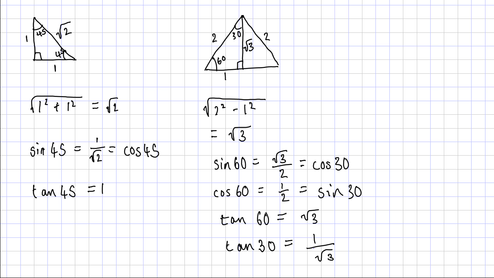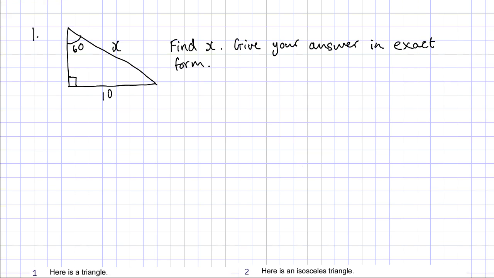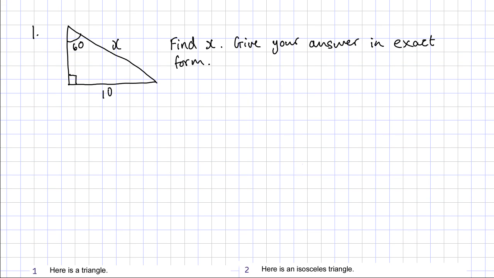So let's see how that works in an example. I have a question here. I need to find x and give my answer in exact form. I have a right angle triangle here, and I can see that this angle is 60, and I have the opposite side of this angle, and I have the hypotenuse. So this is going to be using sine. So sine 60 is equal to 10 over x. Let's start writing that.